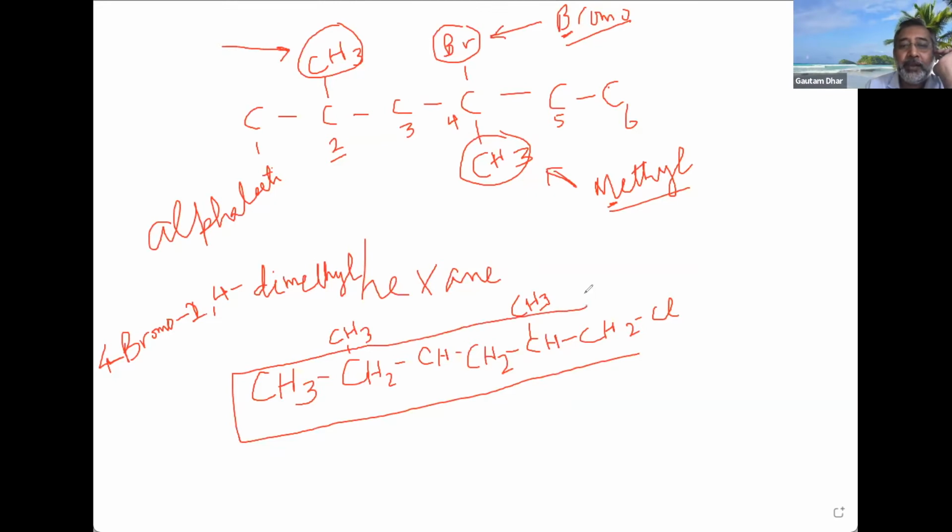Okay. So when you identify the longest chain, give it the main chain name. The main name is heptane. Okay, heptane is the main chain name, the hydrocarbon. Now, what are the substitutions you see?